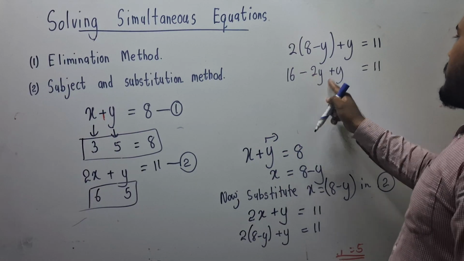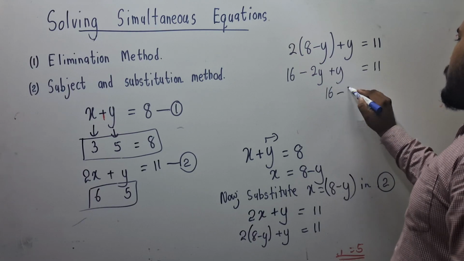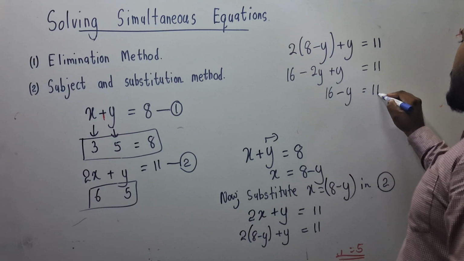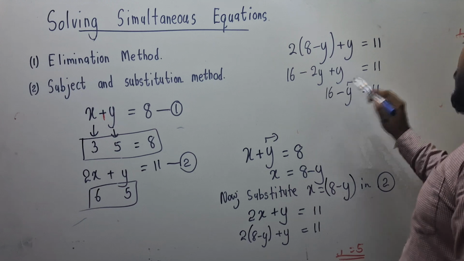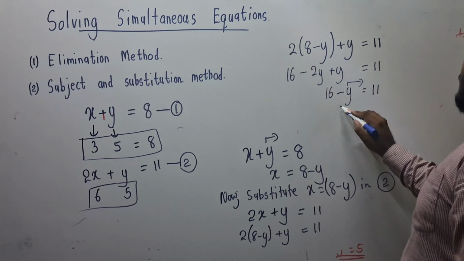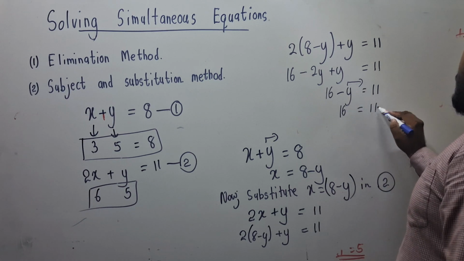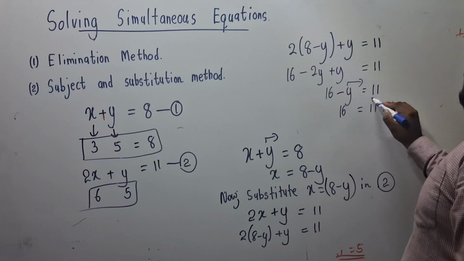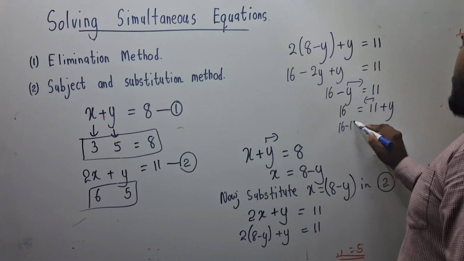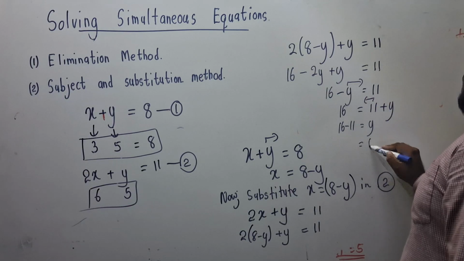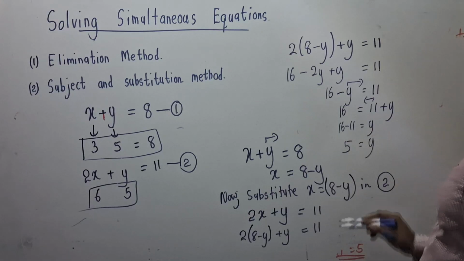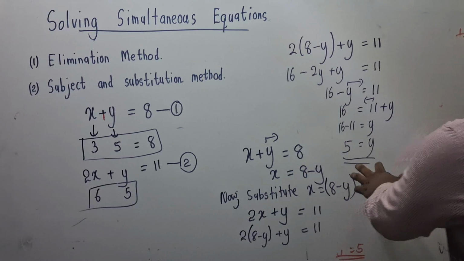So minus 2y plus y equals minus y, so 16 minus y equals 11. I can send minus y to the other side and it becomes plus y. 16 equals 11 plus y. I can send 11 to the other side. 16 minus 11 equals y. y equals 5. Can you see? Now I found the y value.